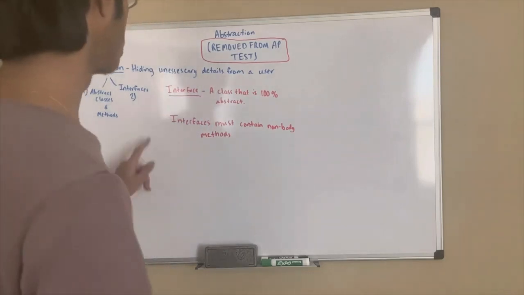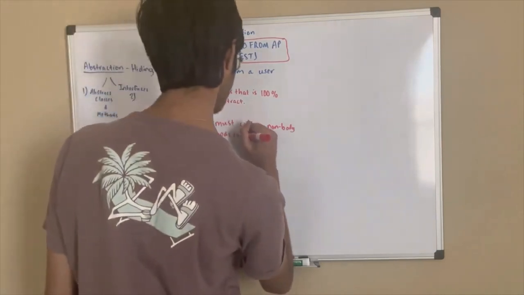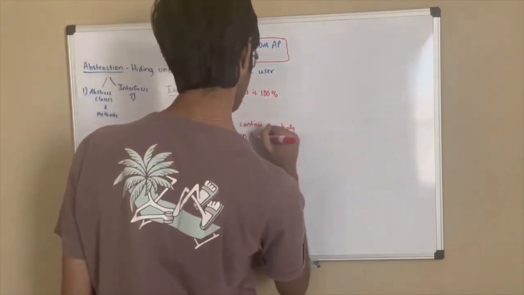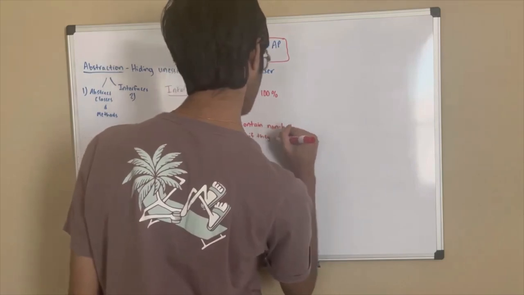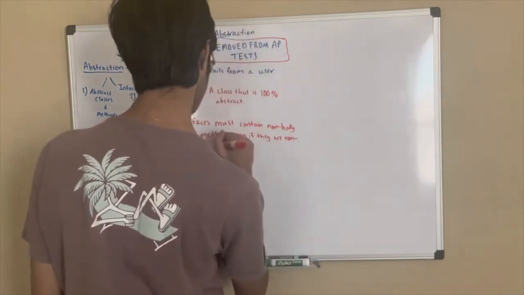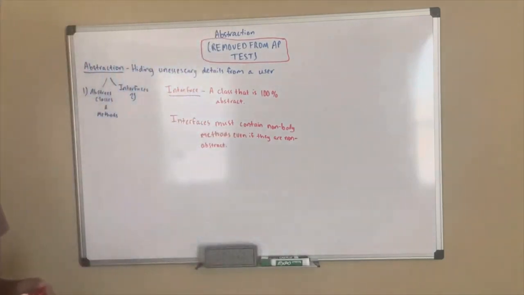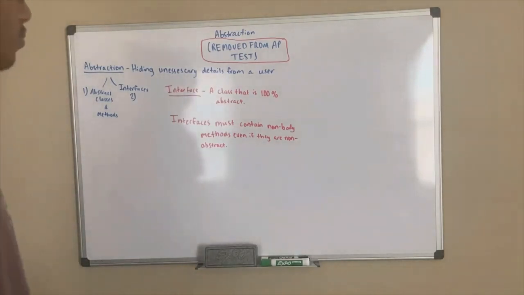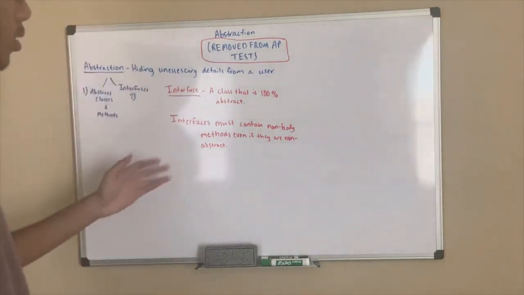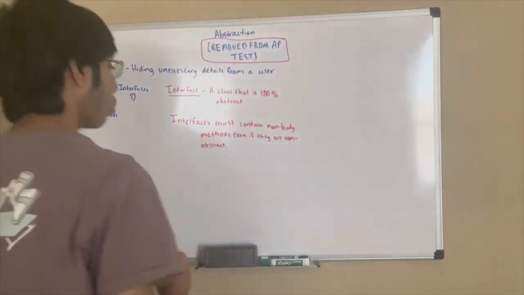So yeah. So interfaces must contain non-body methods, even if they are non-abstract. So even if they're non-abstract, they must not have a body. Okay, so does that cover interfaces? All right. One more idea.